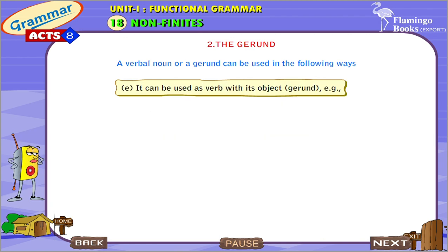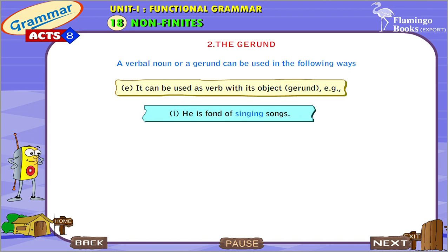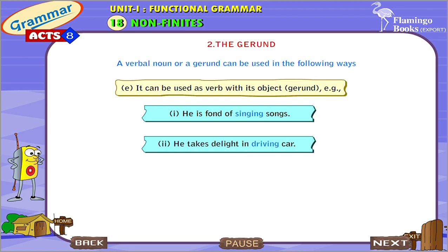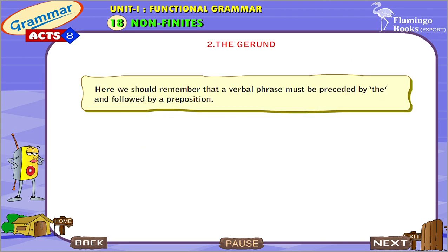It can be used as a verb with its object, gerund. Example, he is fond of singing songs. He takes delight in driving car. Here we should remember that a verbal phrase must be preceded by the and followed by a preposition.